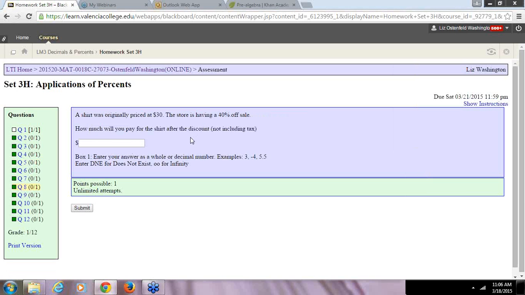This is the same thing except it's a discount instead of a tip. How much will you pay for the shirt? And you have to remember to subtract afterwards. So here, I'm not going to do the whole thing. You would do $30 times the 40% because you want to find out how much is the discount. You're going to take that number and subtract it to find out how much you're going to end up paying.